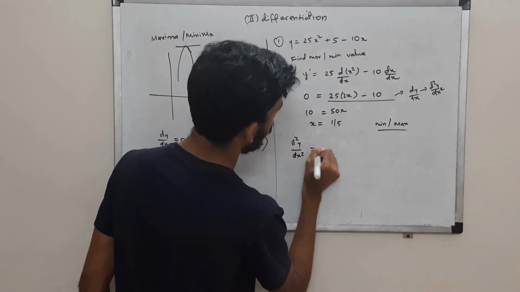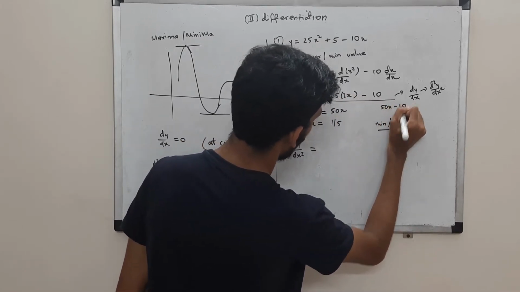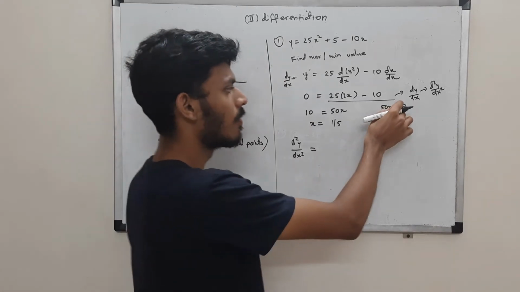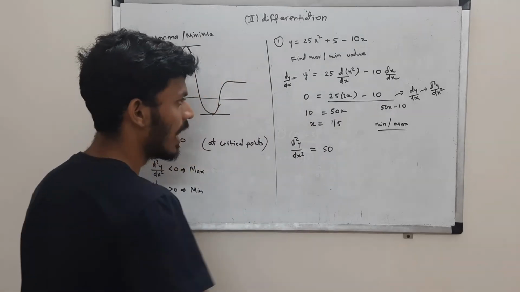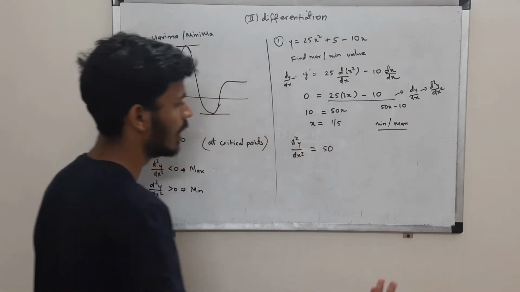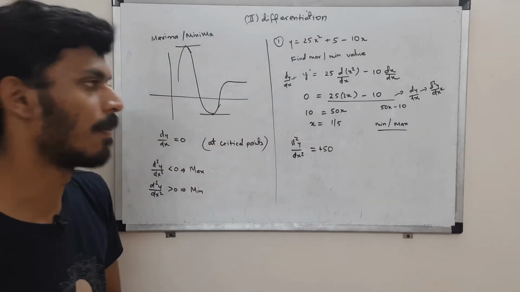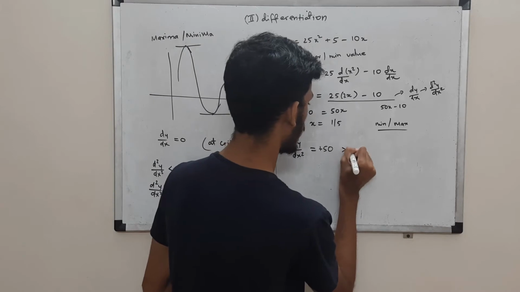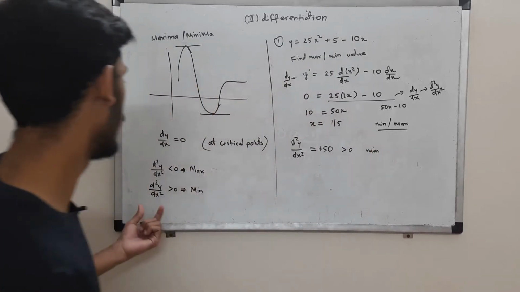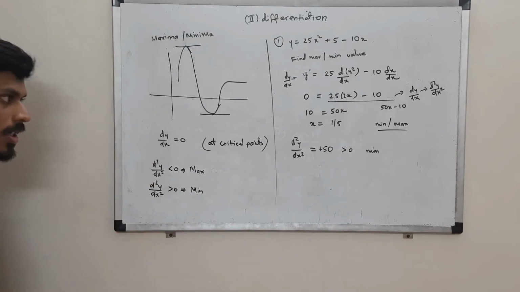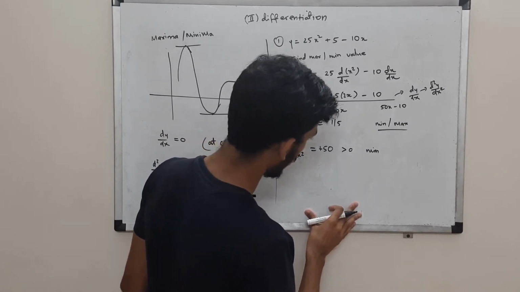So basically it is 50x minus 10. If you differentiate this, this is of the form kx, derivative of kx is k, right? So it is 50 and this is 10. 10 is a constant, derivative of that is 0. So the answer that you get is plus 50, right? This is positive. So positive second derivative meaning your function is minimum.